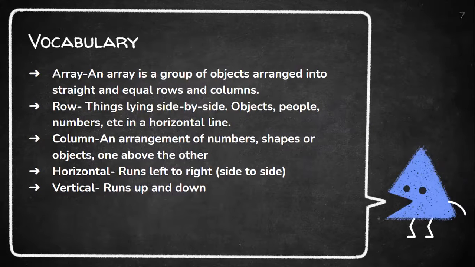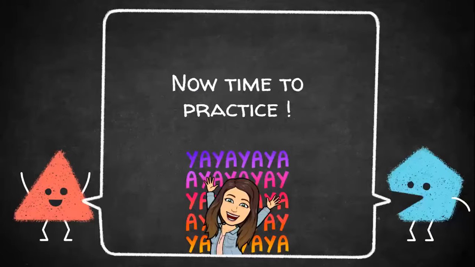Then we're going to talk about horizontal. Does anyone know what horizontal means? Right, it runs left to right, side to side. And vertical runs up and down, up and down. So now let's practice.